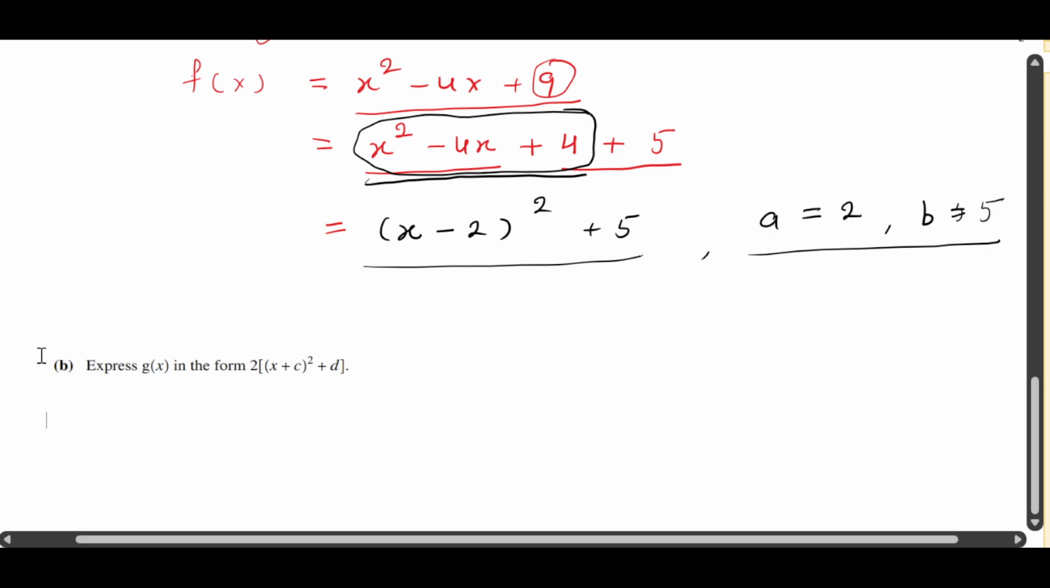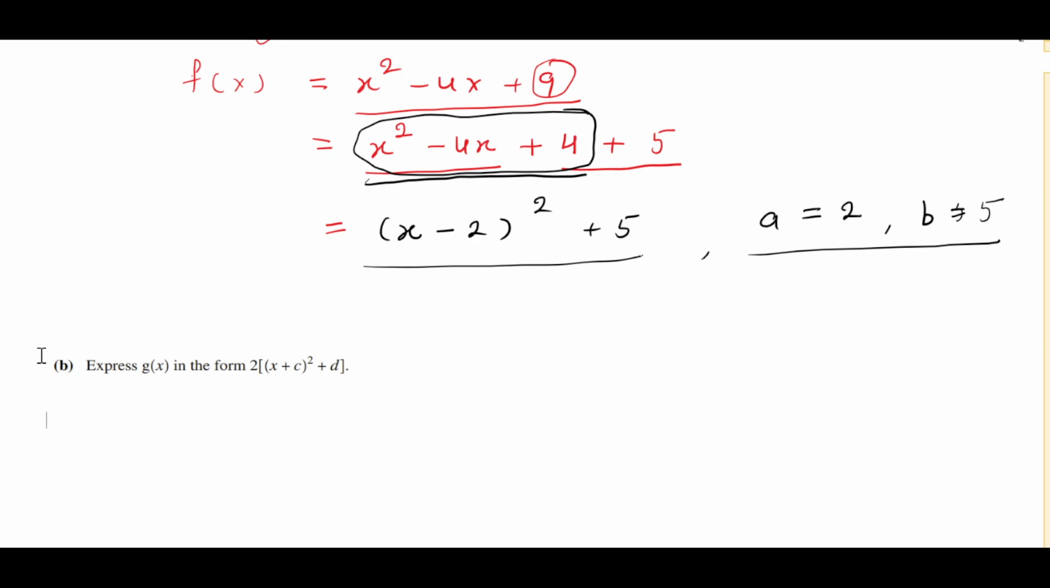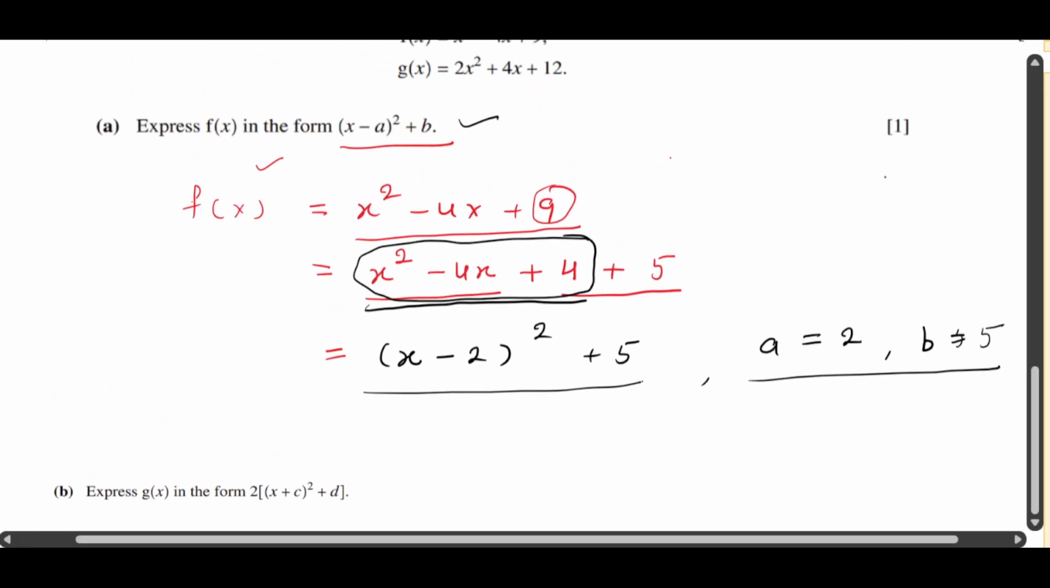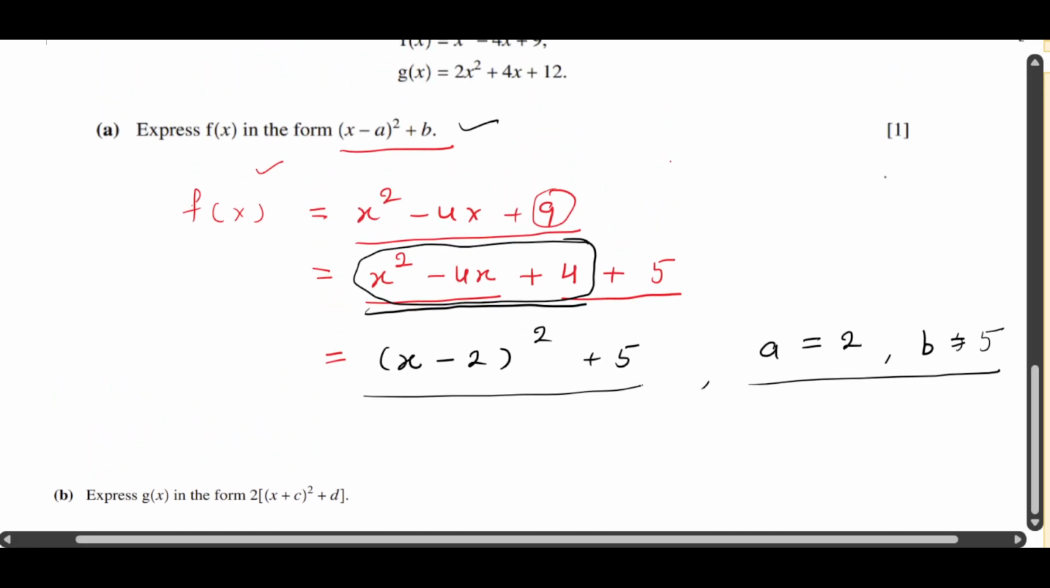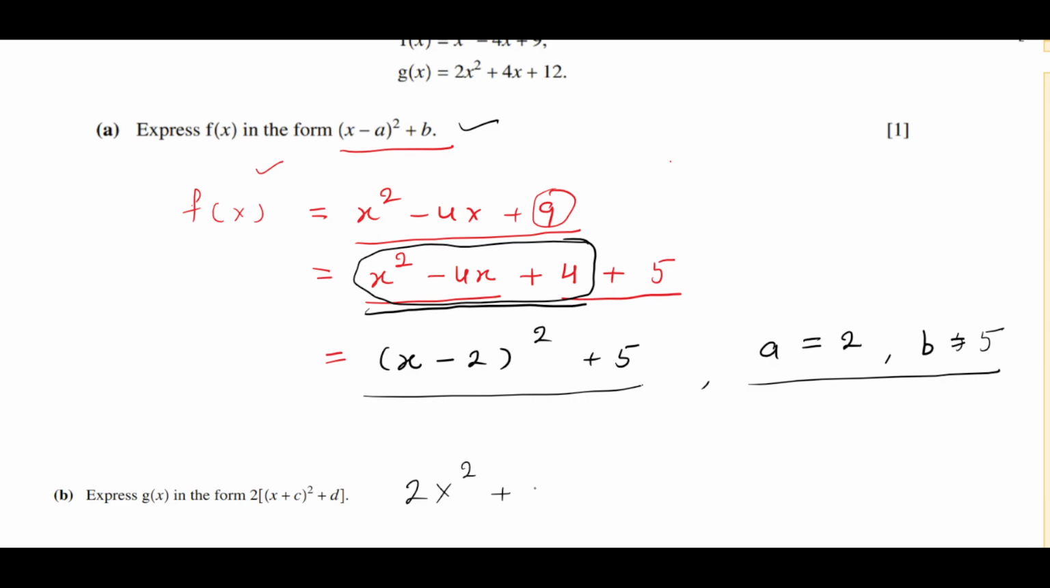Okay, so this is the second part. We have to express g(x) in the form 2 times (x plus c) the whole squared plus d. Can you show me the g(x)? Yeah, g(x) is 2 times (x squared plus 4 times x plus 12).